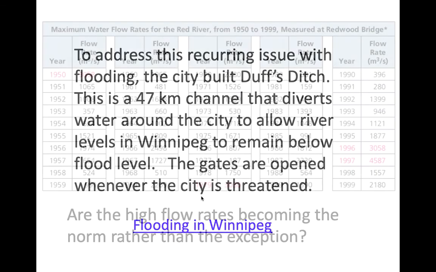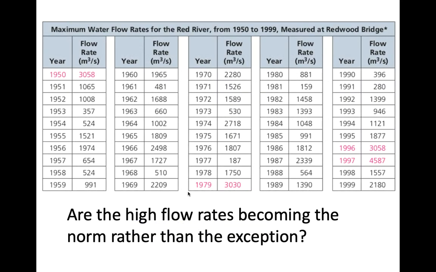So going back to our data then once again, remember, anything 3,000 and higher was creating very serious floods. And then when we looked at the others, we realized that things that were 2,000 and above were also creating flooding conditions in the city. So one of the questions we had looking at this data, and what I want you to do is to try and answer this inductively. So you take the data in front of you and you look at it and see if you can answer it. It says, are the high flow rates becoming the norm in recent times rather than the exception?